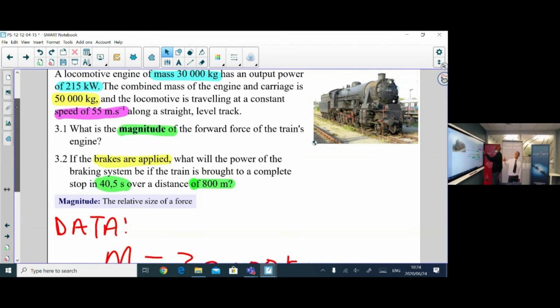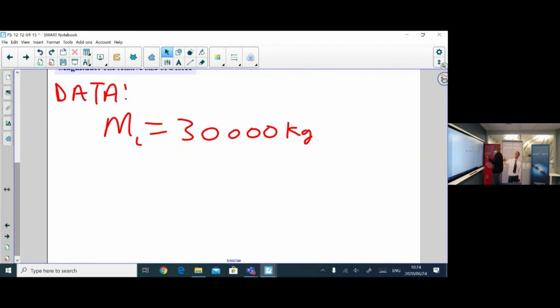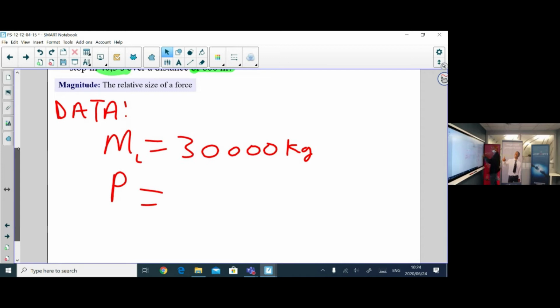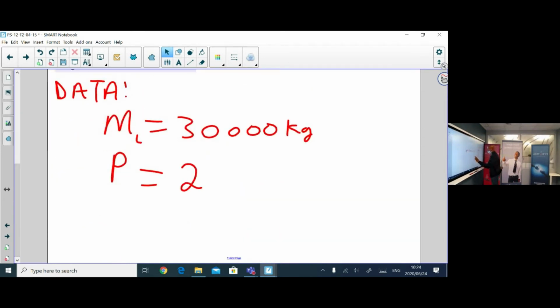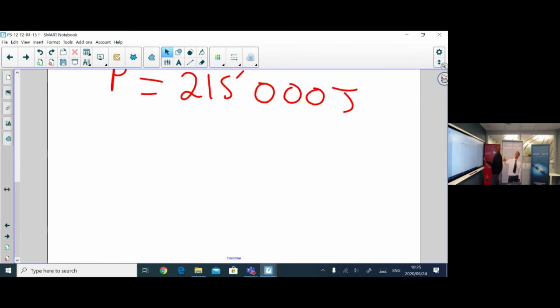And what about output power? We have output power. P is equal to 215 kilowatts, 215. Let me just write 215,000 watts instead of kilo, because I know.